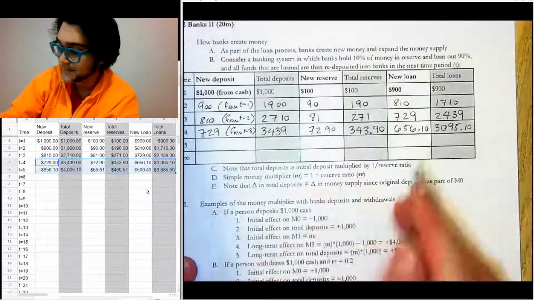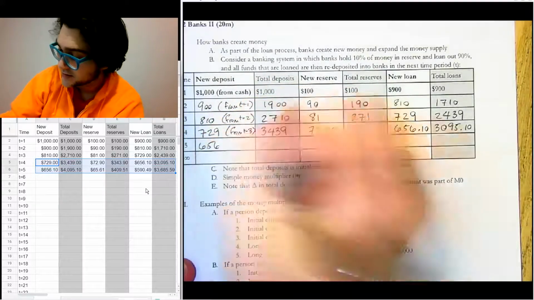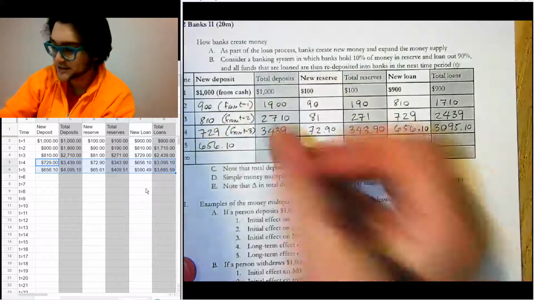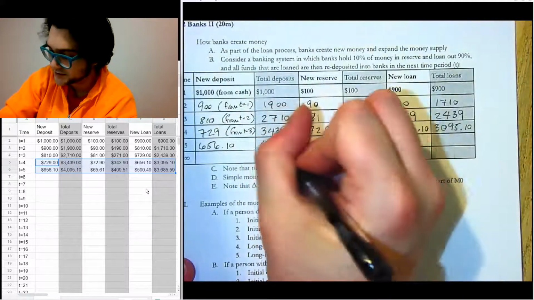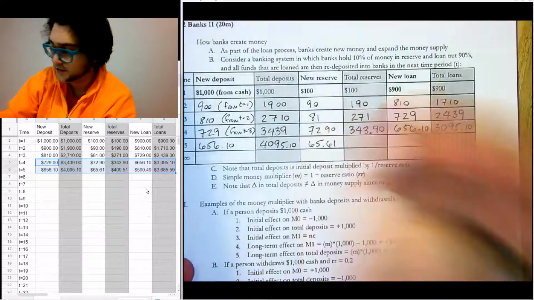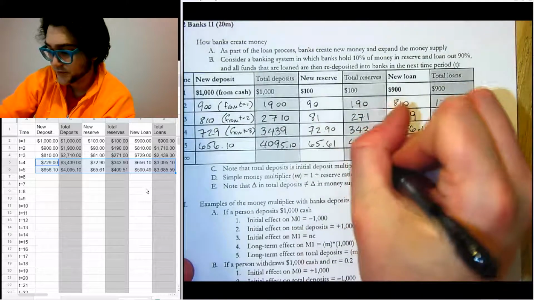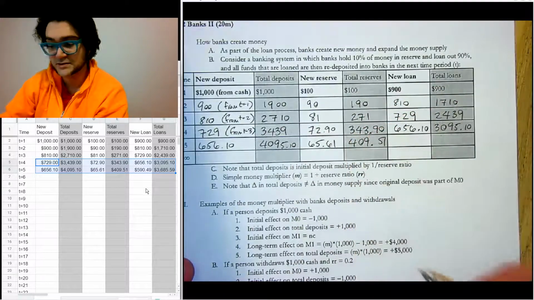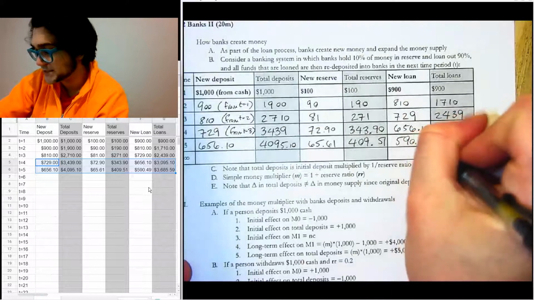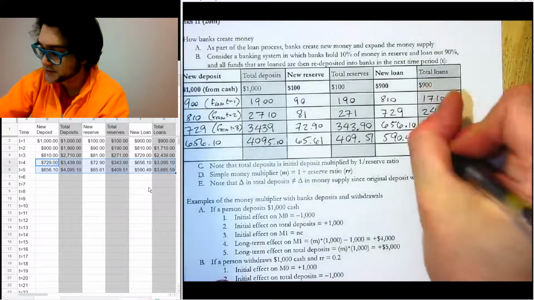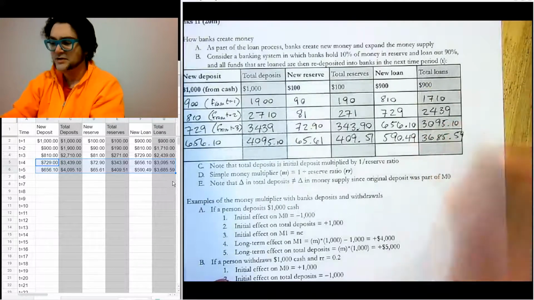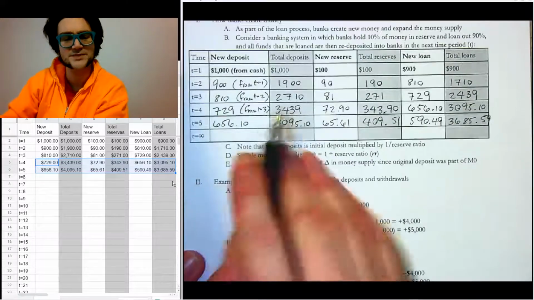T period 5, 656, and that's from over here, right? And that's 10 cents. And then that means the total amount of deposits is now 4,095.10, 65.61. What does that say? 409.51. And then that means we can loan out $590.49. And so the total amount of loans is 3,685.59. Again, the actual math here doesn't matter as much as starting to notice the pattern.